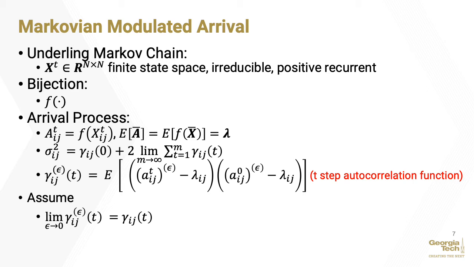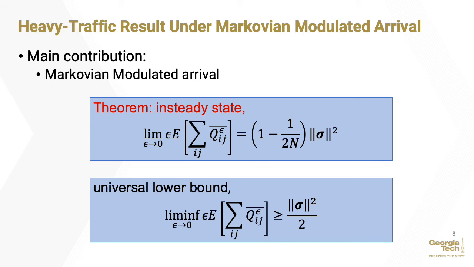We have to make an assumption that when epsilon goes to 0, this autocorrelation function converges to a steady state autocorrelation function. Next, I will state our main result. This result answers the question of what is the behavior of the system under the non-i.i.d. arrival case. The main contribution here is that we extend the analysis of the system from the i.i.d. arrival case to the Markovian modulated arrival case.